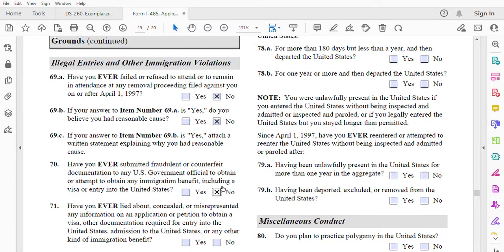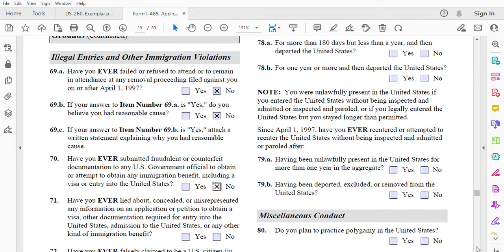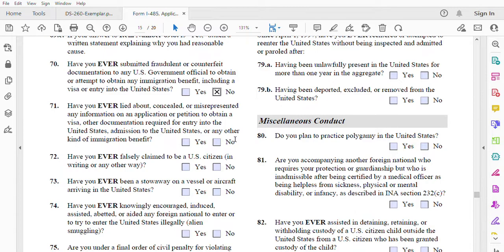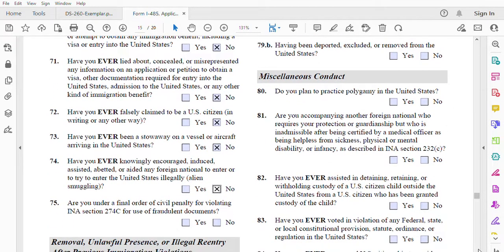Please read them carefully and answer the ones that apply to you, because this application has a lot of yes or no answers. Please read them carefully before you answer. No. Have you ever falsely claimed to be a US citizen in writing or any other way? No. Have you ever stowed away on a vessel or aircraft arriving in the United States? No. Have you ever knowingly encouraged, induced, assisted, abetted, or aided a foreign national to enter or try to enter the United States illegally? No.